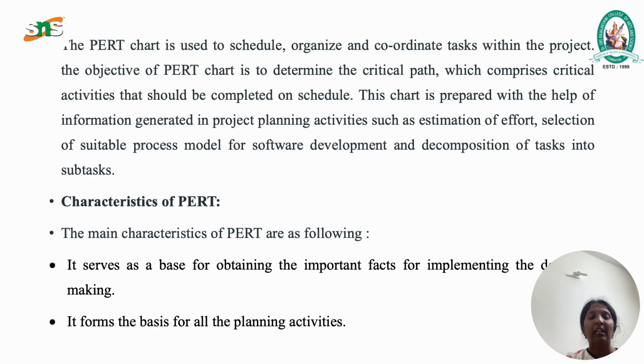In PERT chart, basically it is used to schedule, organize and coordinate the tasks within the project. The main objective of PERT chart is to determine the critical path which comprises the critical activities that should be completed on schedule. The chart is prepared with the help of information generated in project planning activities such as estimation of effort, selection of suitable process model for software development and decomposition of task into subtasks.